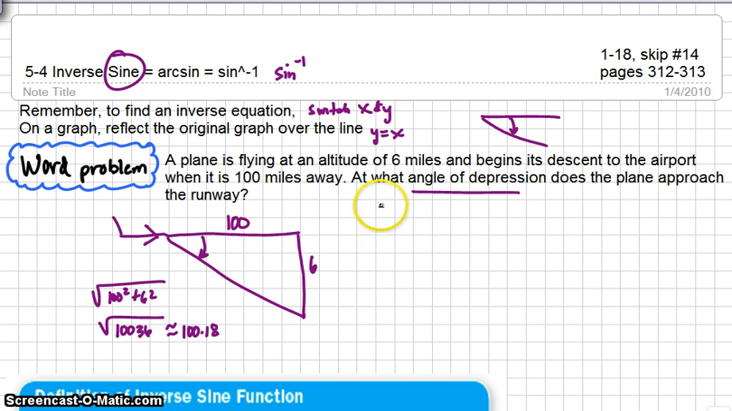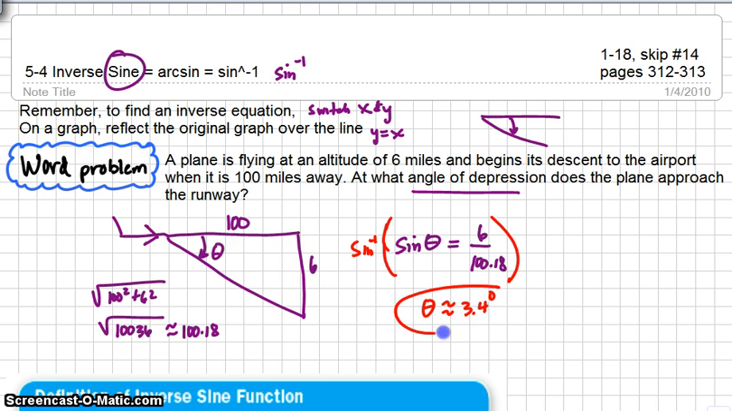So now if we're going to use sine to solve this question for the angle, the angle that's here, the angle of descent, we would do the sine of the angle is, for SOHCAHTOA, opposite over hypotenuse. So in this case, that would be the 6 over the 100.18. And we would have to do the inverse sine of that whole fraction in order to get the value of theta alone. So you'd simply type that in degree mode on your calculator, the inverse sine of this fraction. And when you do that, you should get a value of about 3.4.